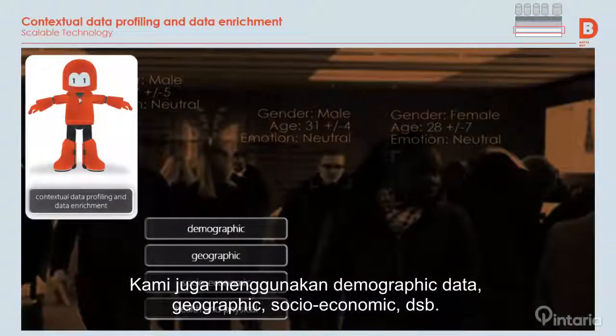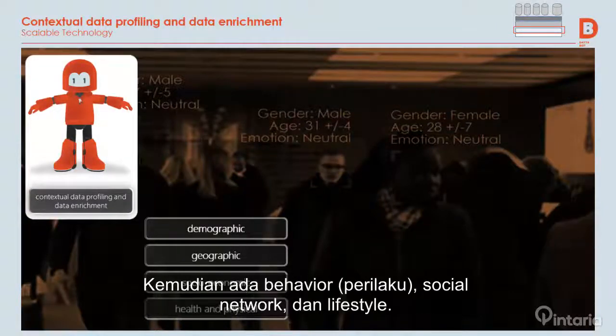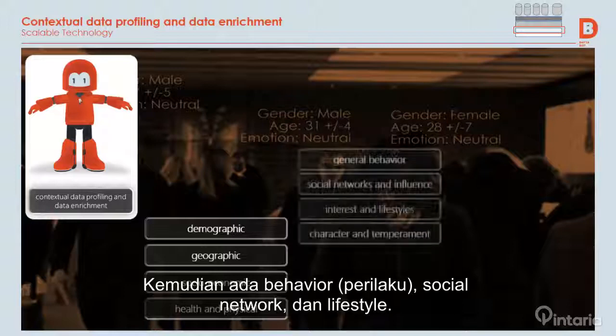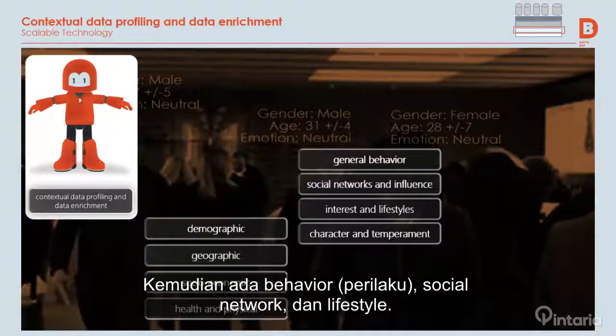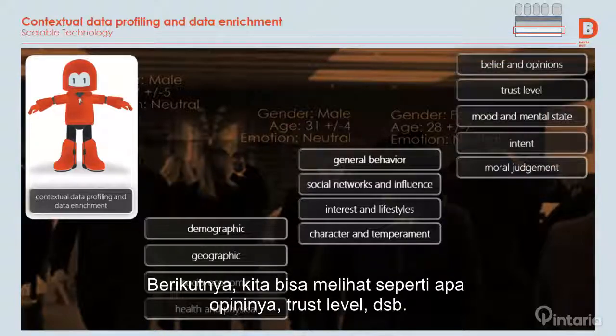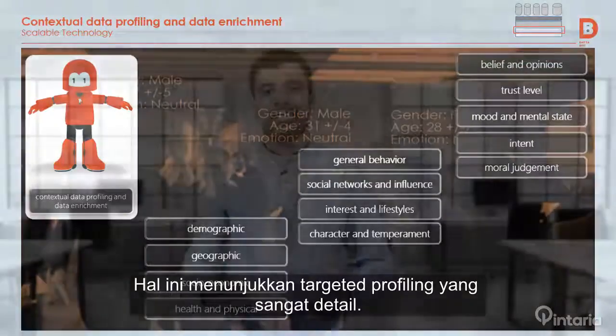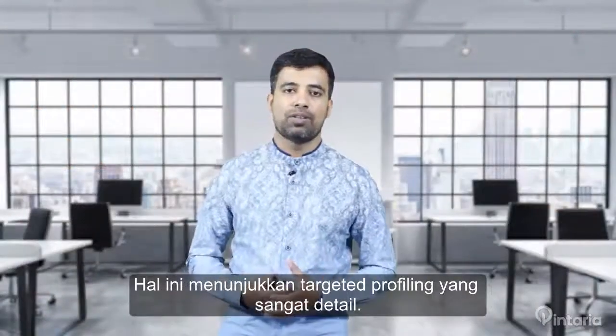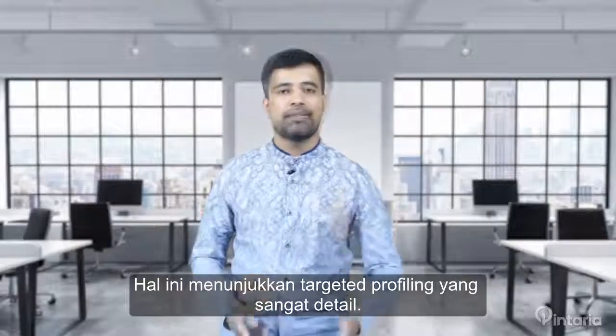Finally, we have demographic data, geographic, socioeconomic history, or the details that we capture. Then for the next level, we understand the behavior, the social network and influence of that particular person, the interests, the lifestyle, and the character, beliefs, etc. Finally, we go to the next level, where we understand the intent and the mood, so that we have a very targeted profile for this particular entity.